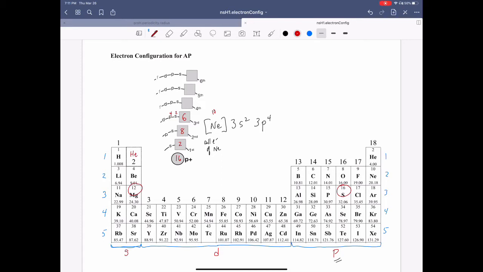Now, that would continue on if we were to finish up with argon. I'll do it in blue. If we were to finish up with argon, we would, of course, write 3p6.